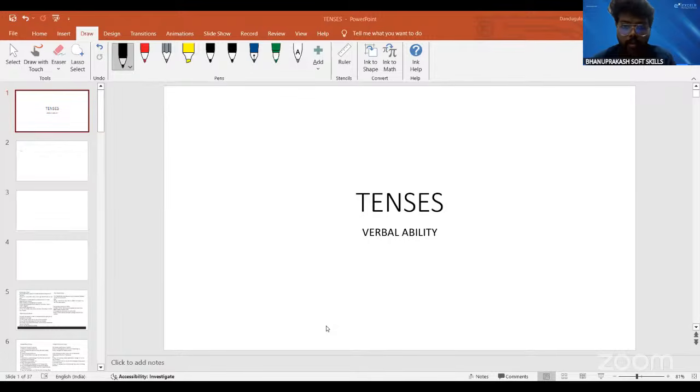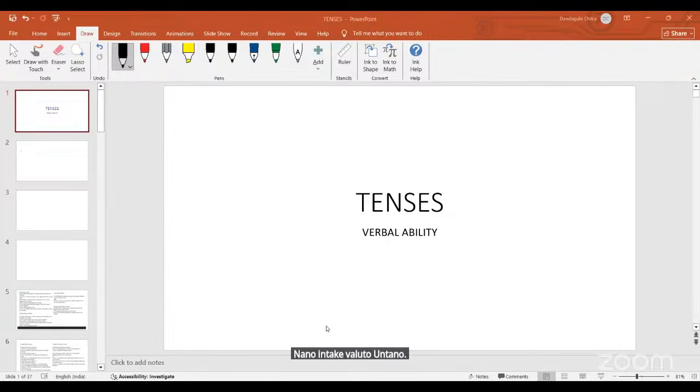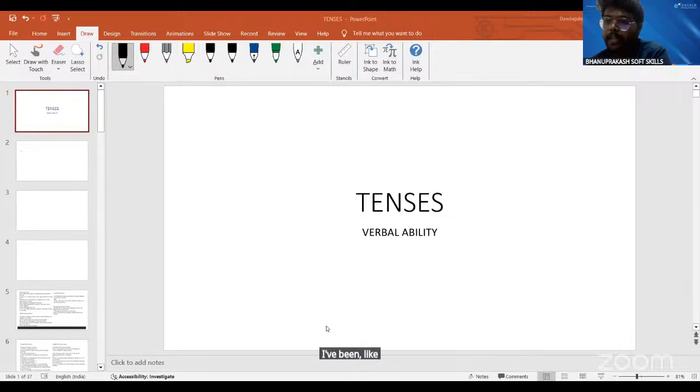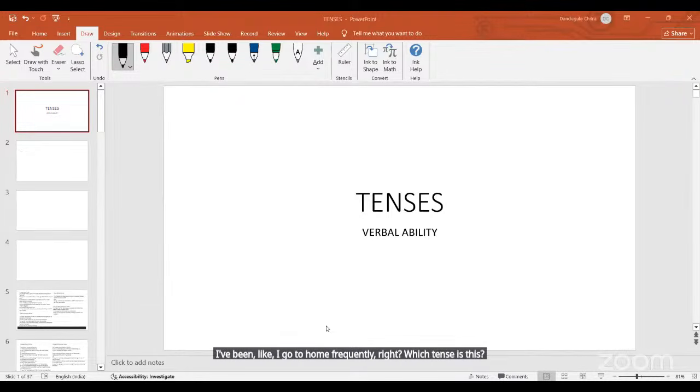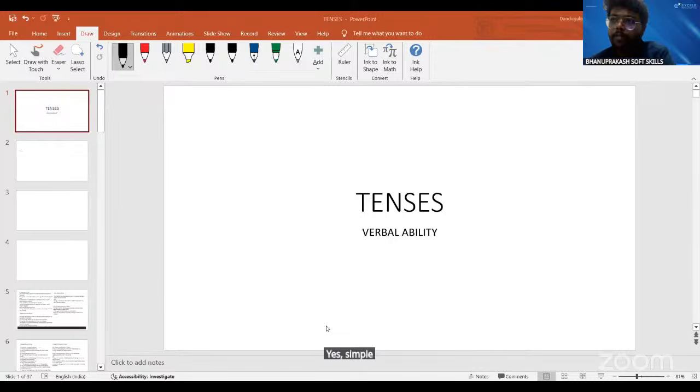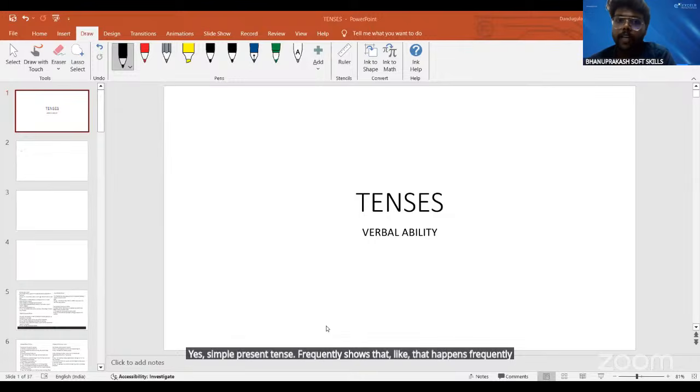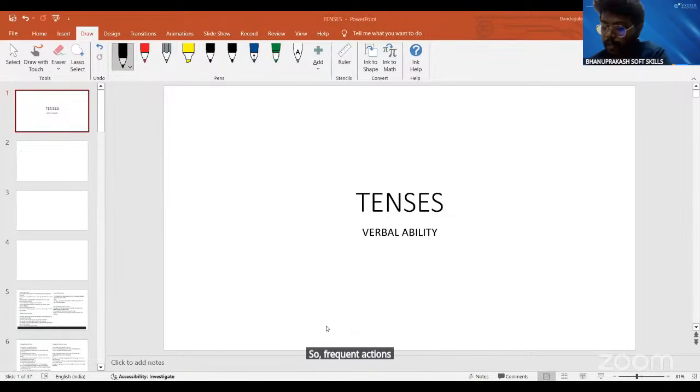Just a second. Okay. నేను ఇంటికి వెళుతూ ఉంటాను. I often go to home frequently is right. Which tense is this? Simple present tense. Yes, simple present tense. Frequently shows that that happens frequently. So frequent actions we use simple present tense, right?